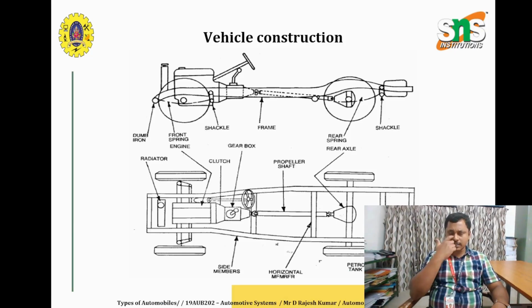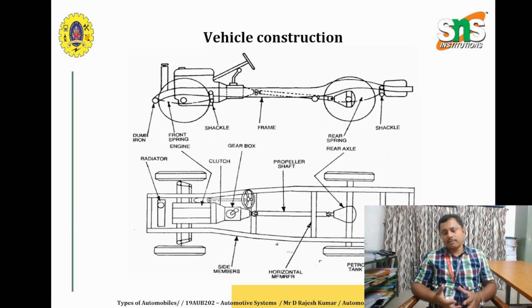Now the vehicle construction. As in our skeleton, the bones or the spine, which is called the backbone, is where all our human parts are located. Likewise, in an automobile, the chassis is the backbone of the vehicle, where all the parts are mounted. You can see here, this is a ladder type chassis. Here the chassis will look like a ladder, right?